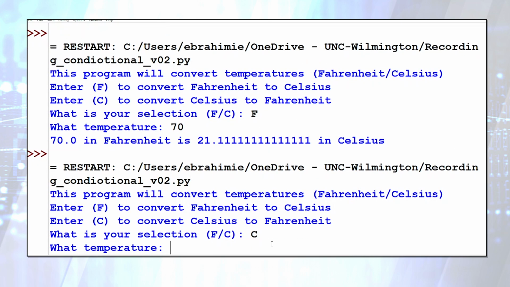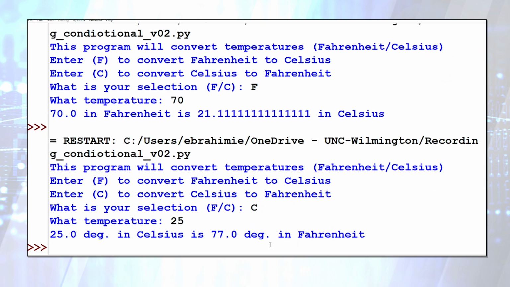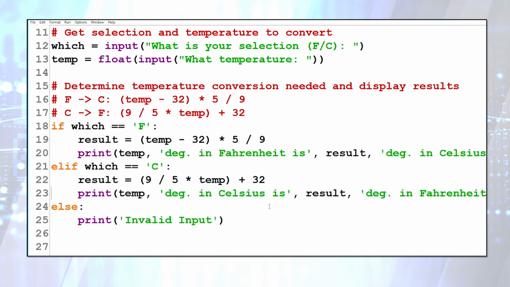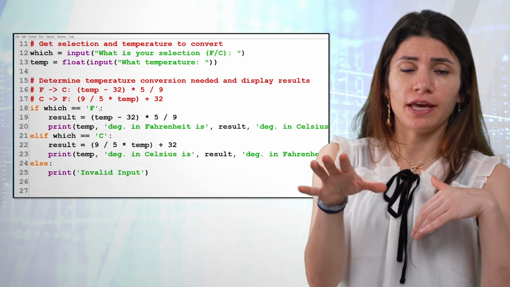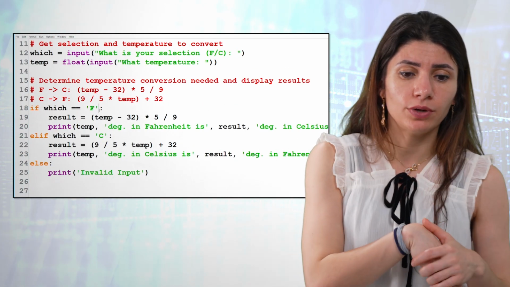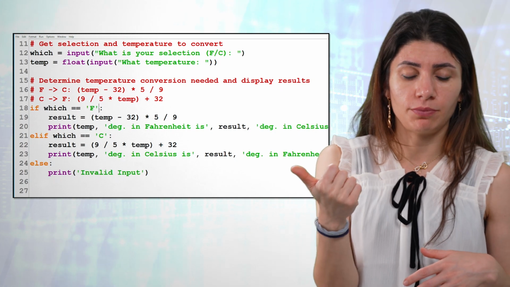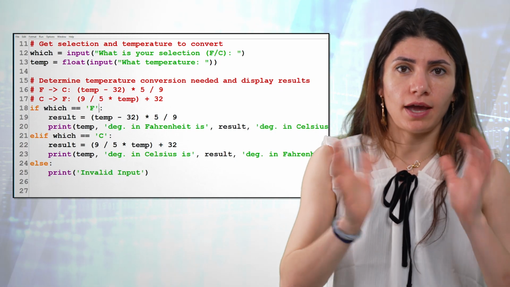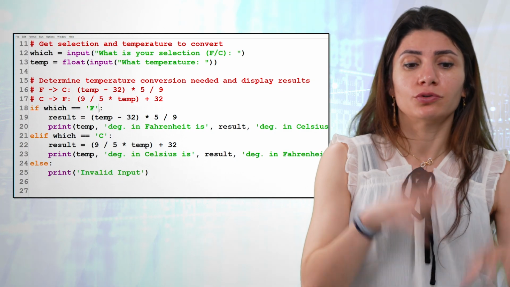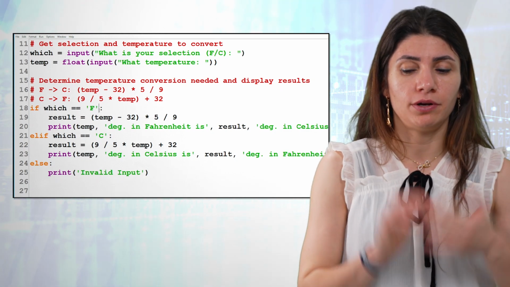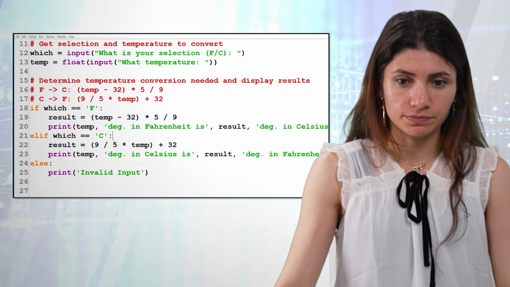So what temperature? Let's do 25. And it says 25 degrees in Celsius is 77 degrees in Fahrenheit. So it gives you the customized message depending on the selection that you have. You can also add the lowercase f and lowercase c to it, similar to the first example that we did of looking at different characters. There were 4 different methods of doing so. So try all of them and see if you remember each single one of those methods.